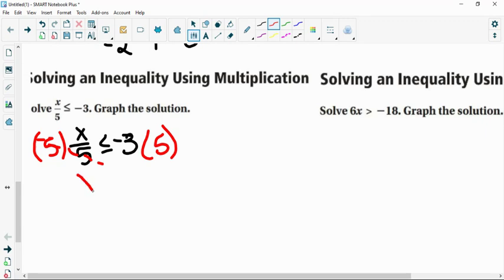On the left, I'll have x remaining, and then my less than or equal to, and then -3 times 5 will give me -15. So x is less than or equal to -15. So -15 is part of my answer, but so is every number smaller than it. So -16, -17, and so on.